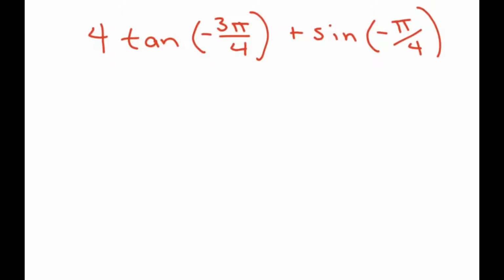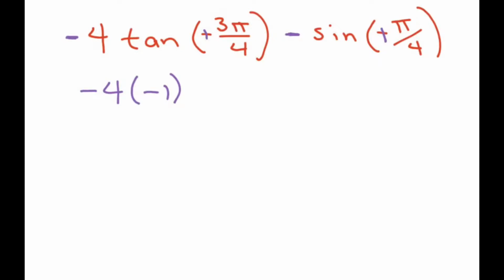tangent is an odd function, so what I tend to do is, since it's odd, I'm going to make that a positive and pull the negative out here. Same with sine. Sine is an odd function, so I make that a positive and pull the negative out here. So I'm going to change that to a negative, and it makes it easier evaluating. So tangent of 3 pi over 4 is negative 1.